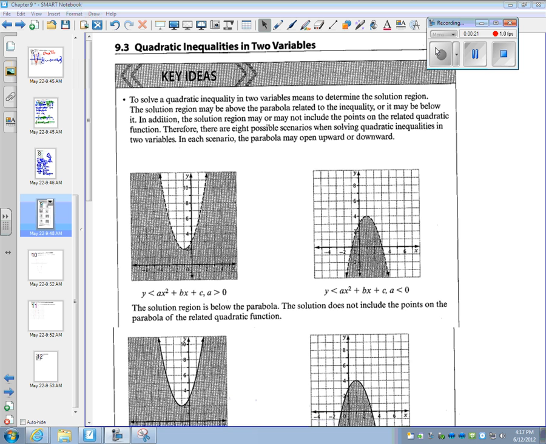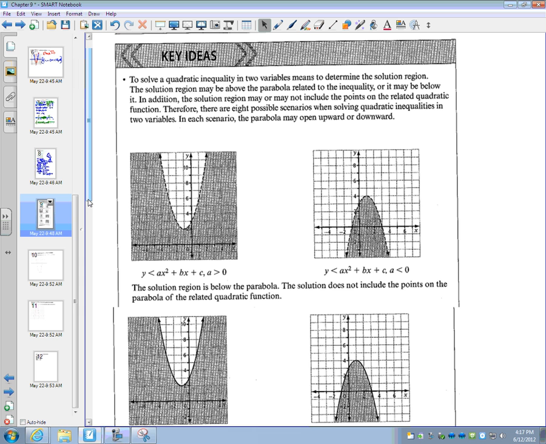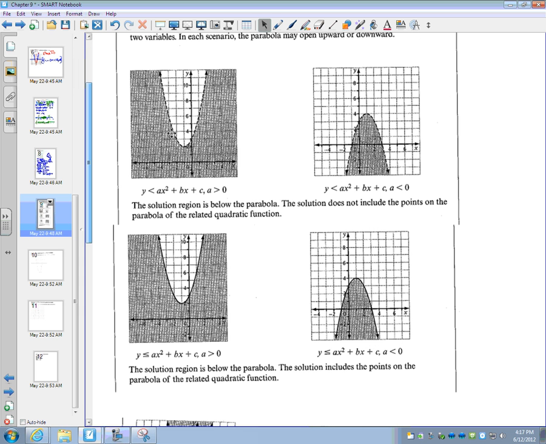The solution region may be above the parabola and it may be below. In addition, it may or may not include the points on the parabola. Therefore, there's 8 different scenarios. Okay? So in this scenario, we have a parabola up. We have y is less than ax squared plus bx plus c. So I'm looking for everything below it.